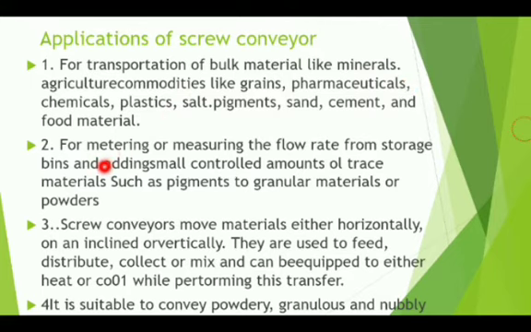Then second, for metering and measuring the flow rate from storage bin and adding the small controlled amount of trace material such as a pigment to granule material or to the powders. So we can use the screw conveyor for metering or measurement of the flow rate.